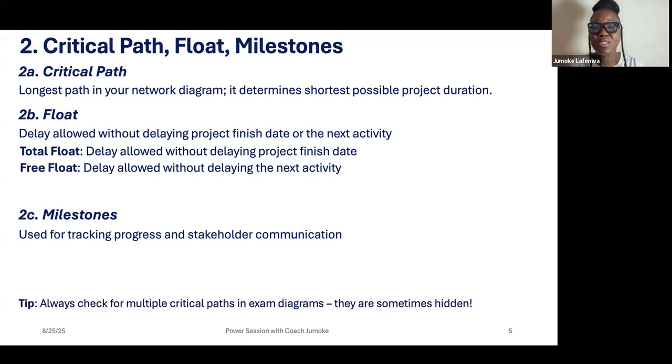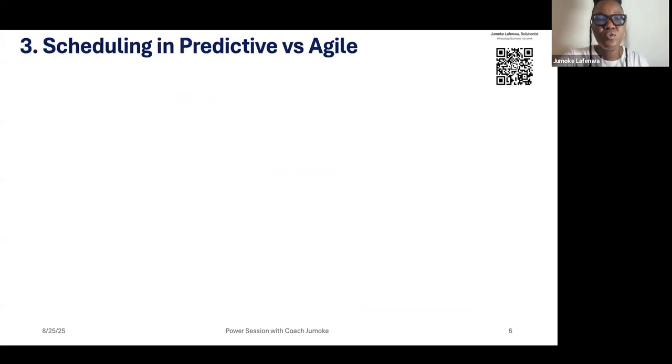Always check for multiple critical paths in the exam questions. Sometimes you can have, let's say you have 7 different paths, and 2 paths in this network diagram will end on the same day. They all have 25 weeks. 25 weeks. It means you have 2 critical paths in the network diagram. So look for them just in case you have.